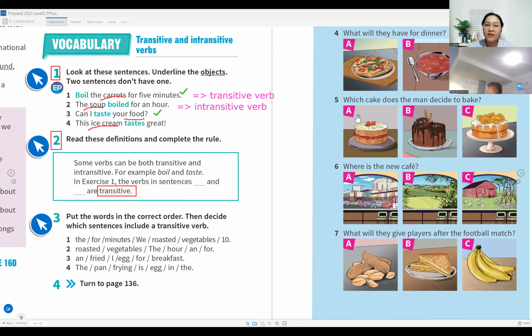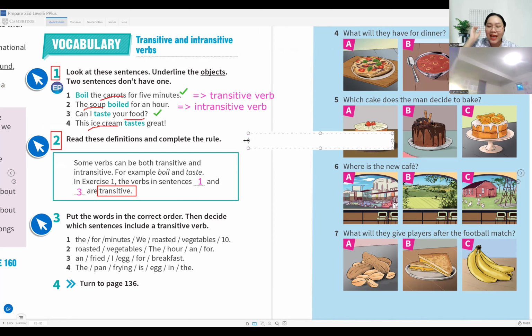Okay, don't worry. Here we can see 1, 2, 3, 4: boil, taste. But in number 1 and number 3, we can see the carrots in your food. They are objects. So boil in number 1 and taste in number 3 are transitive verbs. Let me give you some examples.